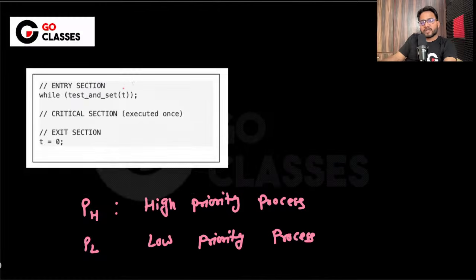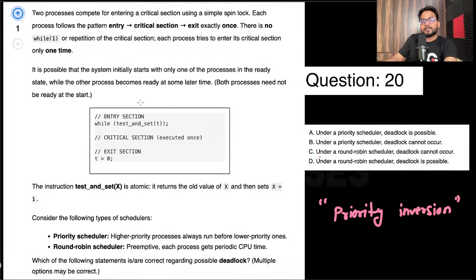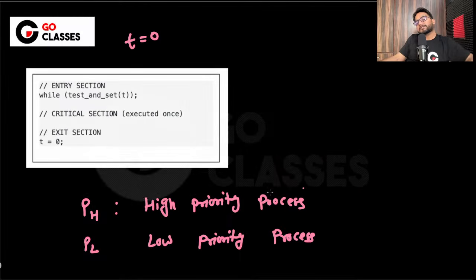As you know how test and set works, initially let's suppose T is 0. Test and set will return the old value and set T to 1. So if initially T is 0, any process can enter, and then finally the T value will be 1. Now interestingly, they are saying that it is possible that the system initially starts with only one of the processes in the ready state while the other process becomes ready at some later point in time. Both processes need not be ready at the start, which means there may be only the low priority process, or only the high priority process, in the system. They may not come at the same time.